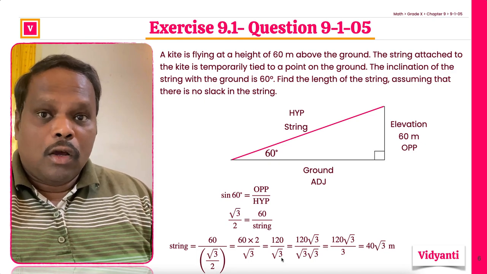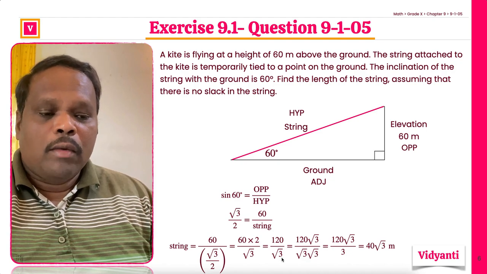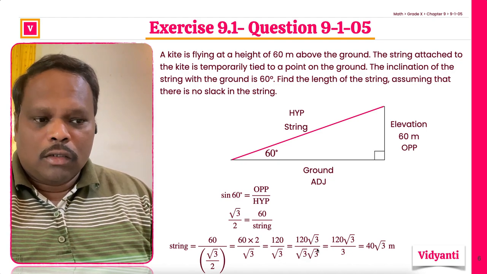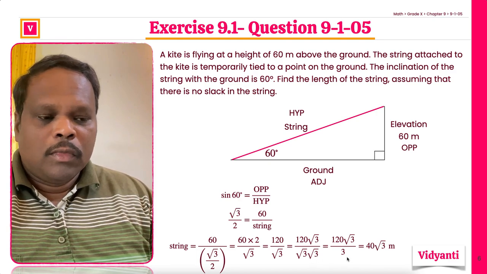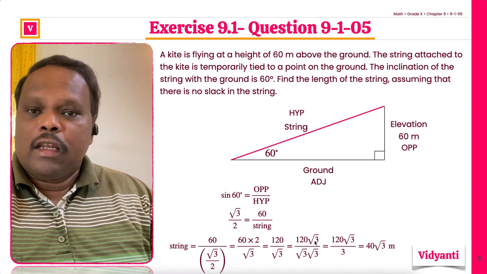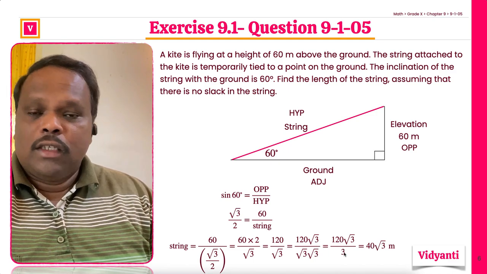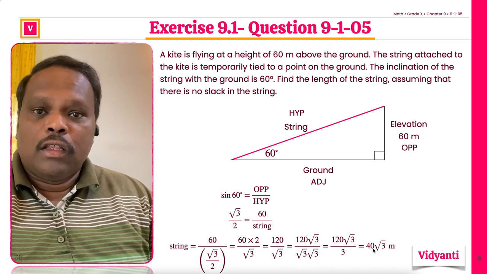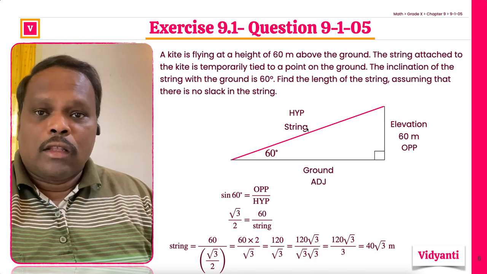since the denominator is in root, which is an irrational number, we prefer to rationalize it by multiplying root 3 for the denominator as well as the numerator. So in that case, root 3 will become 3, and we will get an extra root 3 in the numerator. And then we can simplify this 120 by 3, and the final answer will be 40 root 3. The units will be meters, and that would be the length of the string.